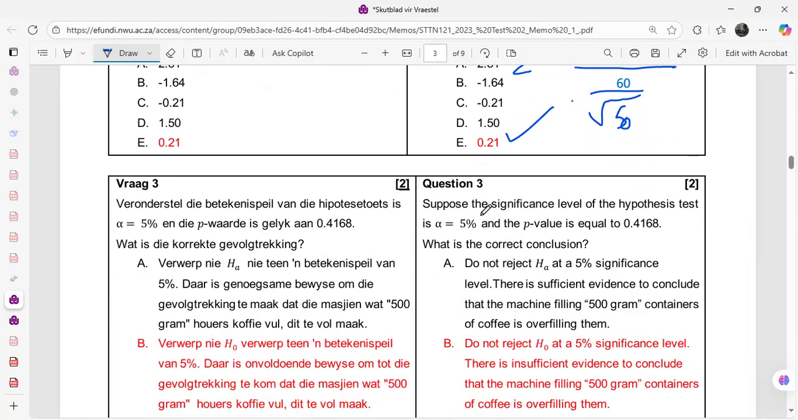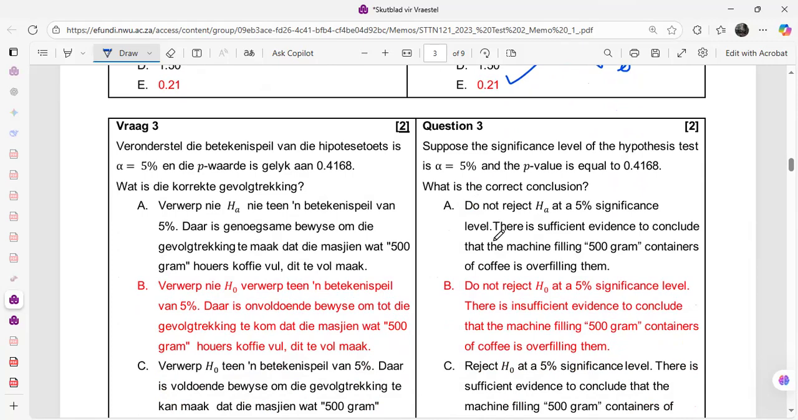Question 3. Suppose the significance level of the hypothesis test is 0,05, that is 5%, and the p-value is 0,4. Before you even read the question, you need to check which one is larger between 0,05 and 0,4. It is the p-value. Therefore, the p-value is greater than alpha. So we do not reject, or we fail to reject, the null hypothesis at the 5% level of significance.